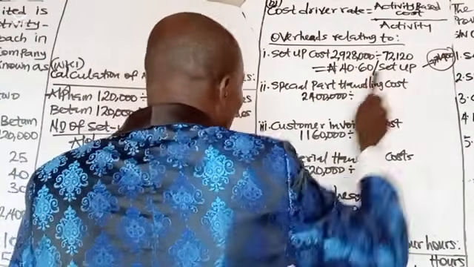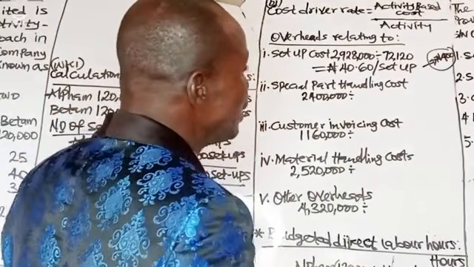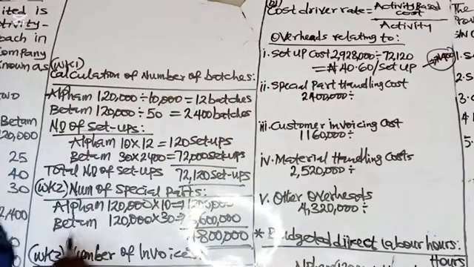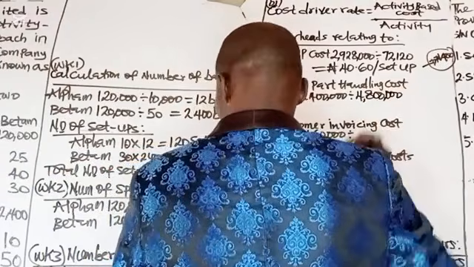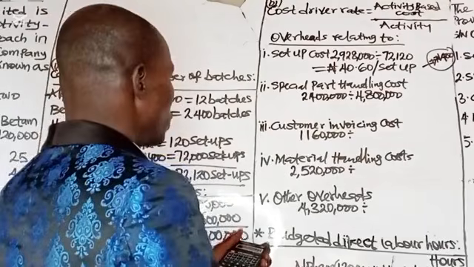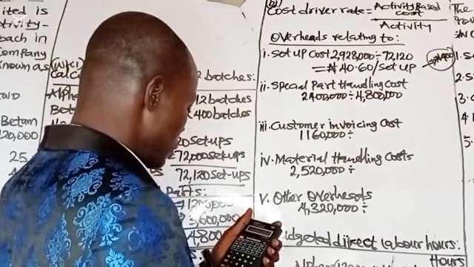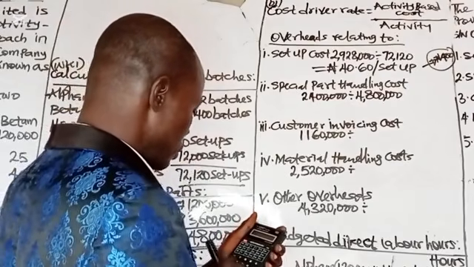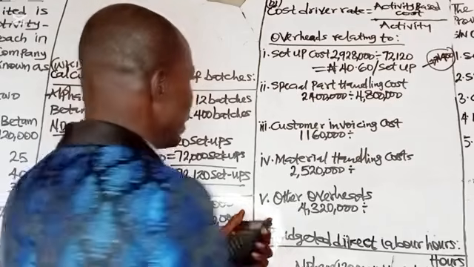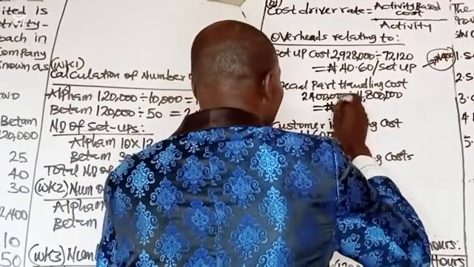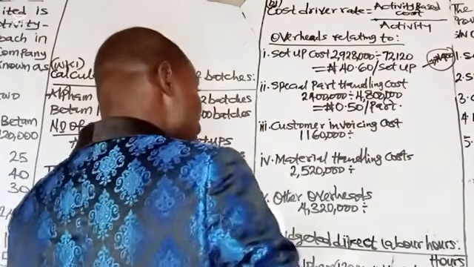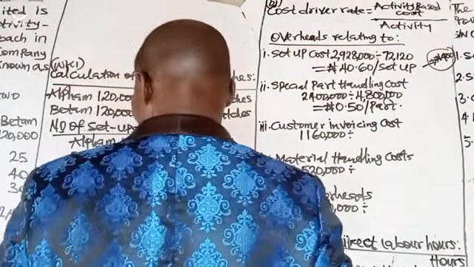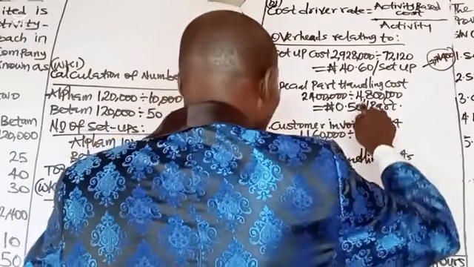Special part handling cost: the cost driver is the number of special parts. The number of special parts was obtained to be 4.8 million. So 2.4 million divided by 4.8 million gives us 0.50 kobo per part. This is not affected; even if the batch size for Betam is 500, this result will still be the same.